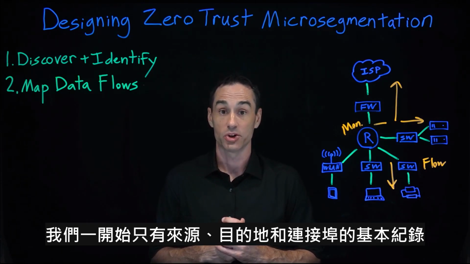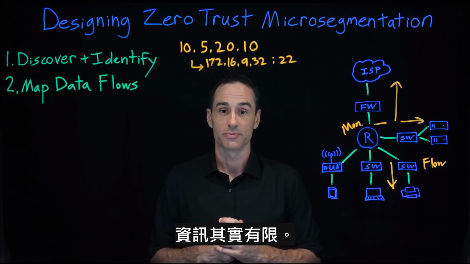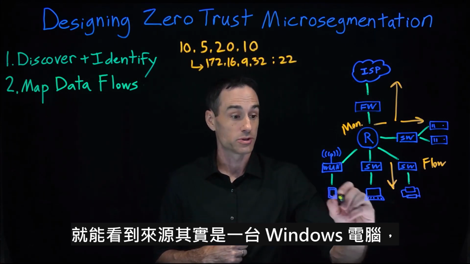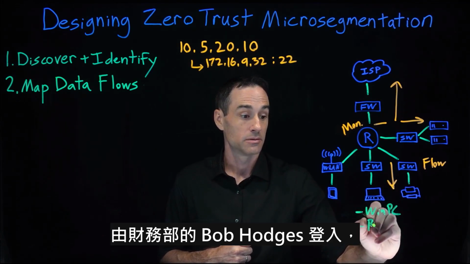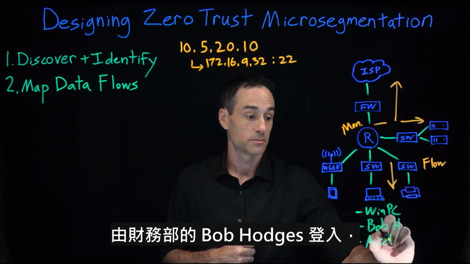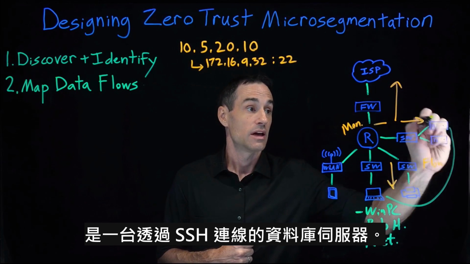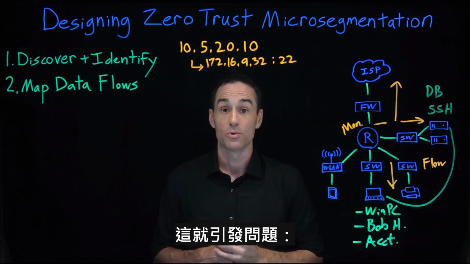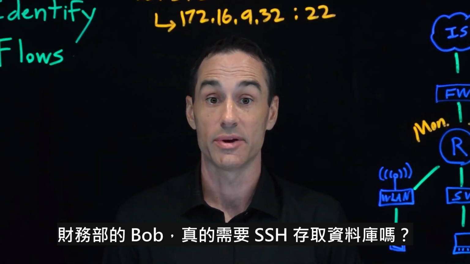Well, we start with our basic record of a source, destination, and a port, which doesn't really tell us much. However, once we overlay the data, we see that the source is actually a Windows PC logged in by Bob Hodges, and he's from accounting. And the destination he's trying to reach is actually a database server over SSH, which leads us to the question, does Bob from accounting really need SSH access to the database server?